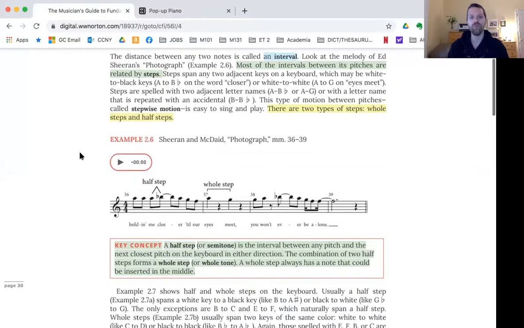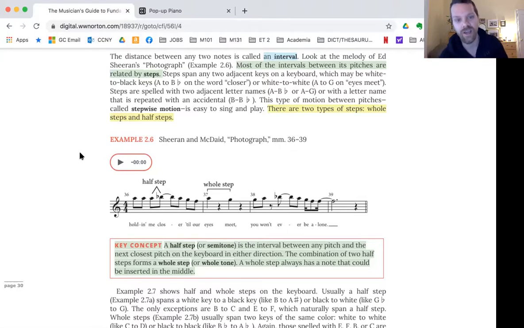So back to our book. There are two kinds. So we've isolated an interval called a step. Now within this step, there are two kinds. That's it, just two kinds of steps. There's the whole step and there's the half step. Seems pretty self-explanatory, at least insofar as a half step is going to be a smaller interval. A half step is a smaller step than a whole step. Right, so that's an easy way to remember the difference. Half step is smaller than a whole step just because half is smaller than a whole.